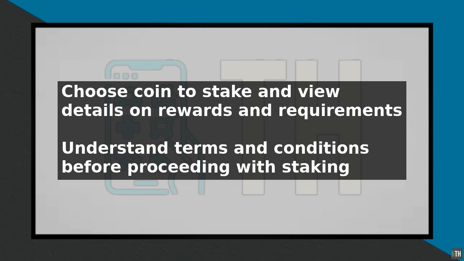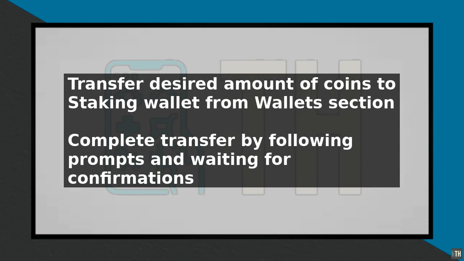After your coins are in the staking wallet, navigate back to the staking section and click on the Stake Now button next to the coin you wish to stake. Confirm the amount you want to stake and the duration. Then accept the terms and conditions. Your coins will now be locked for staking, and you will start earning rewards.